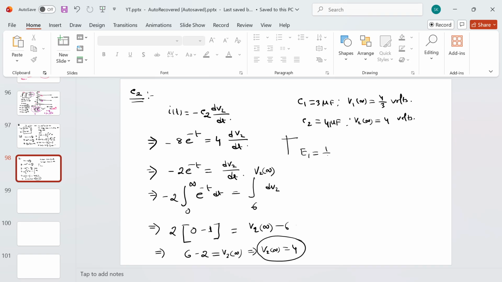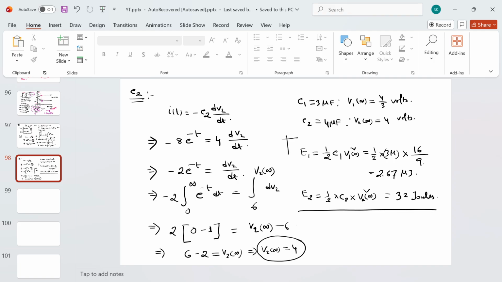So E1 will be half C1 V1 infinity whole square, half into 3 micro into 16 by 9, right? So 3 into 16 by 2 into 9, 2.66 microjoule. And E2 is half into C2 into V2 infinity whole square, 0.5 into 4 into 4 square. You will get 32 microjoules.